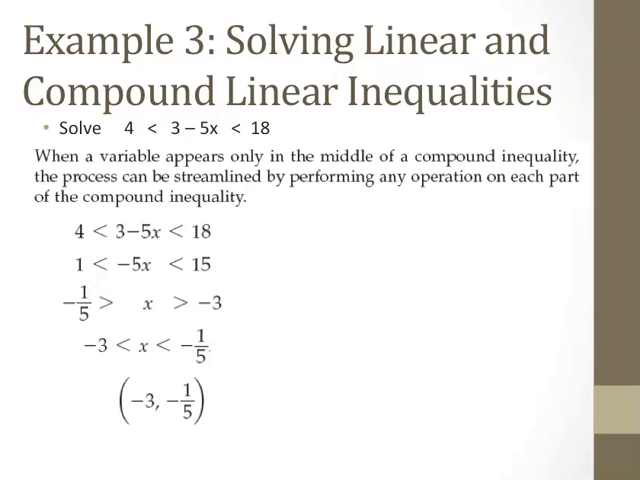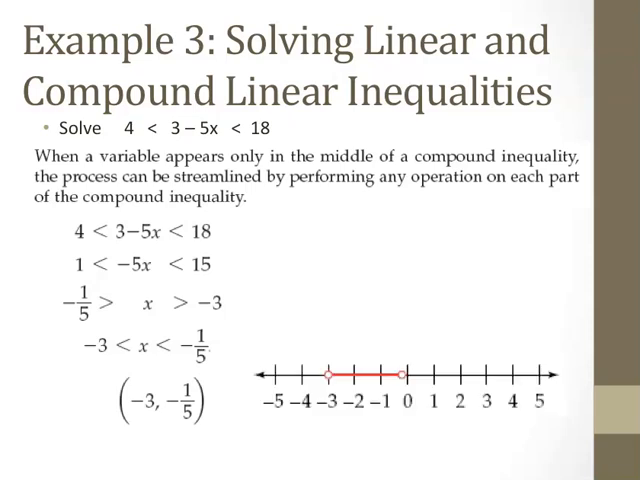All right, and then on the number line, this means that because it's not equal to -3 or -1/5, we are going to draw open circles on -3 and -1/5, and then shade everything in between. And that's our answer as graphed on the number line.